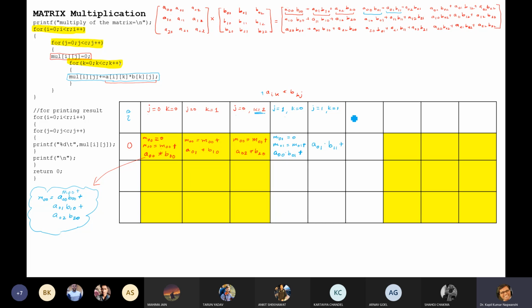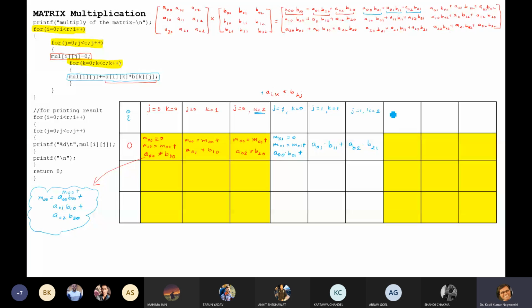Now come to J equals 1 and K equals 2. What will be the answer? So A IK, I is 0, K is 2, multiplied by B KJ, which is 2, 1. So here 0, 2 and 2, 1 is written. So this term we have completed. Everything is added together. Now this term is added with this and so on. Let us now write the next term.